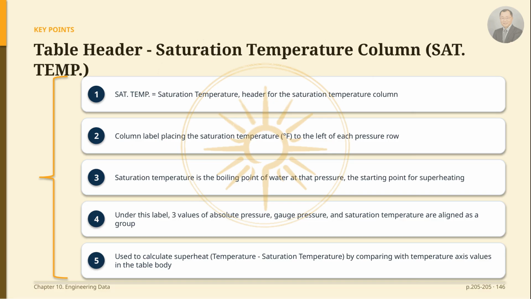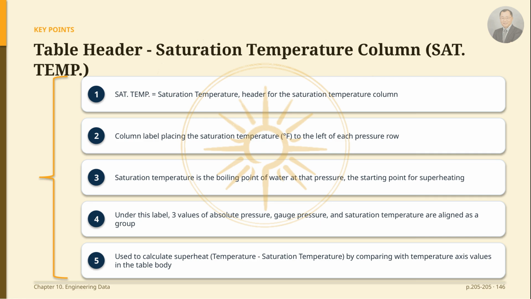This chunk represents the SAT temp column, which is part of the table header. SAT temp is an abbreviation for saturation temperature. It is the column label that lists the saturation temperature in degrees Fahrenheit for each pressure row on the left. The saturation temperature is the temperature at which water boils and turns into steam at a given pressure, and it serves as the starting point for defining superheated steam.